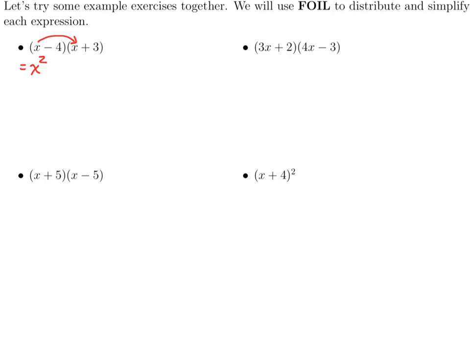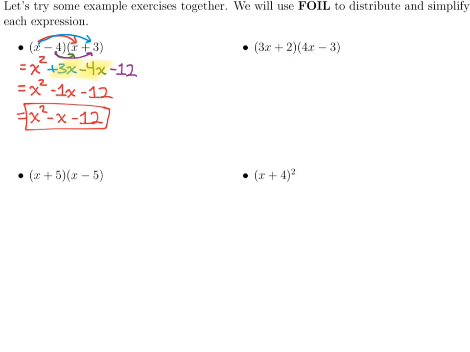Okay. Here we go. Let's FOIL some new ones. So we have x times x, which is x squared. Then x times 3, 3x. Then negative 4x, and finally negative 12. So the x squared is just x squared. The x terms combine to make minus 1x, and then minus 12. And if you want to make your answer look a little bit better, x squared minus x minus 12.